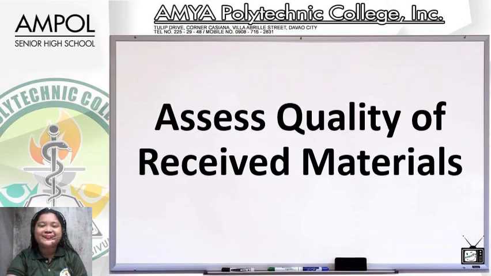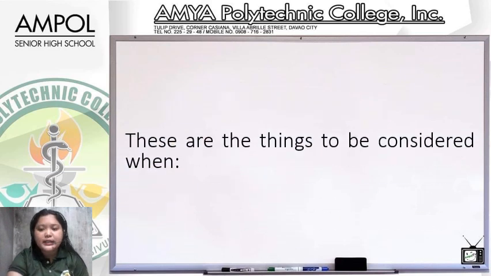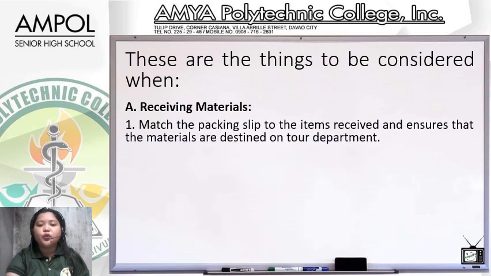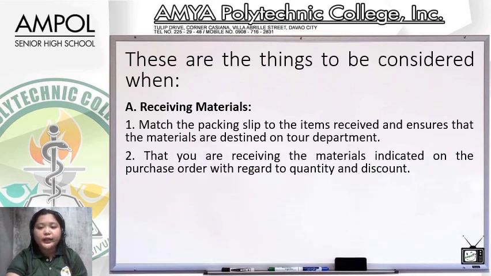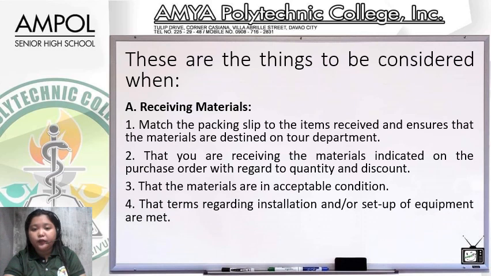Before we proceed, let us first review what we discussed about assessing quality of received materials. We discussed last meeting the things to be considered when receiving materials. First, match the packing slip to the items received and ensure that the materials are destined for your department. Second, you are receiving the materials indicated on the purchase order with regard to quantity and discount. Third, that the materials are in acceptable condition. And fourth, that the terms regarding installation and or setup of equipment are met.